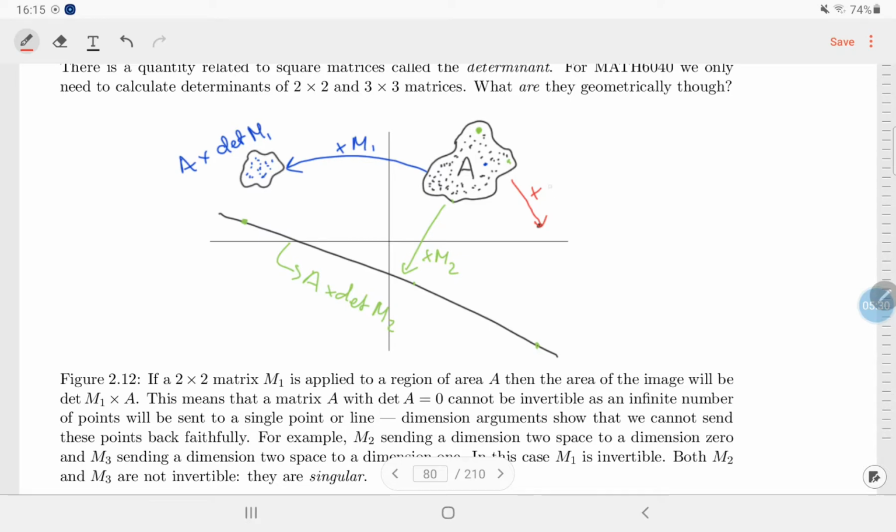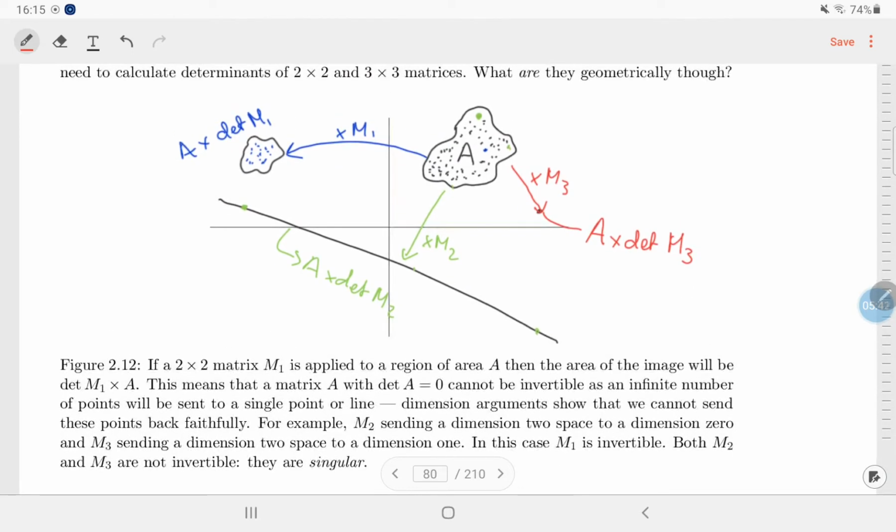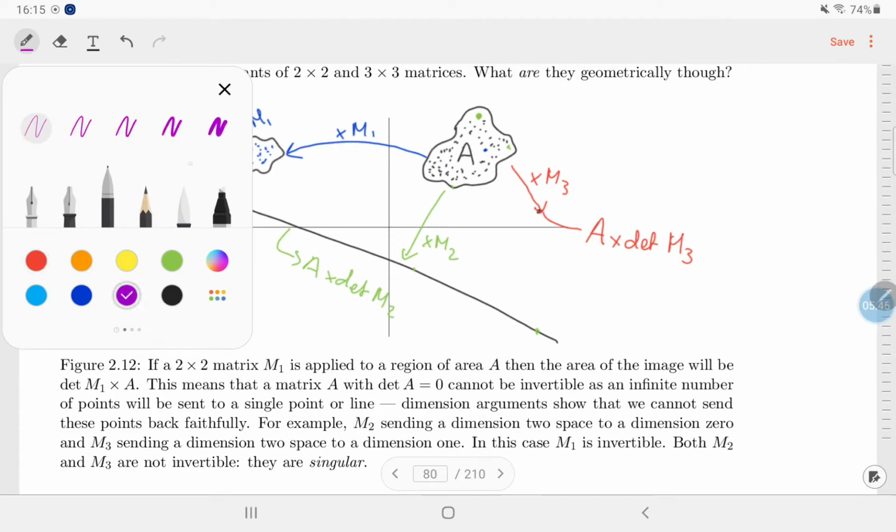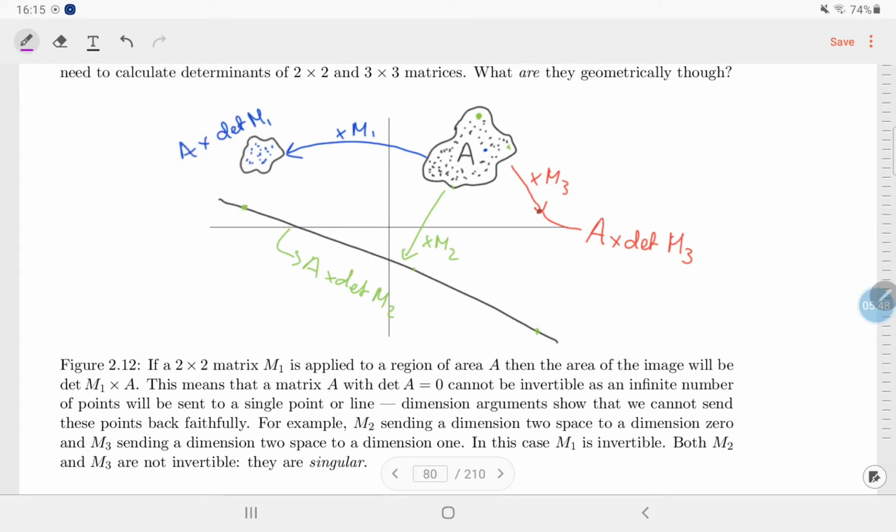That's multiplying by M3. And so the area of this little dot will be the original area times the determinant of M3. Okay, so if a 2 by 2 matrix M1 is applied to a region of area, then the area of the image will be this. Now, here you can see that the determinant of M1 must be less than 1. And in fact, we're going to be a little bit more careful. The absolute value of the determinant of M1 is going to be less than 1 because the area has gotten smaller.